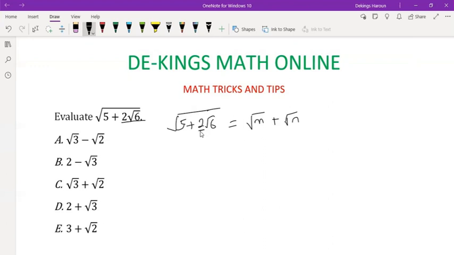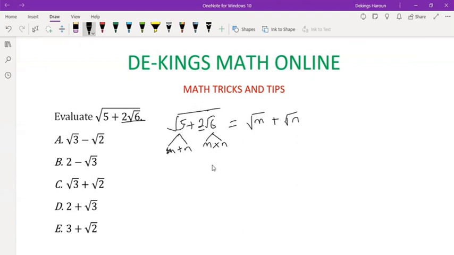So once this is done, the next thing for you to do is to look for two numbers, m and n, that when you multiply them, you're going to have this 6, and when you add them, you're going to have this 5. Okay? And that simply means we're looking for two factors of 6 that sum up to 5.